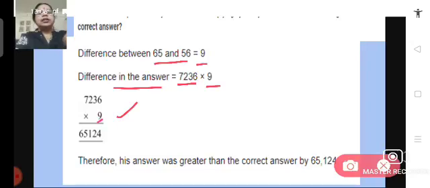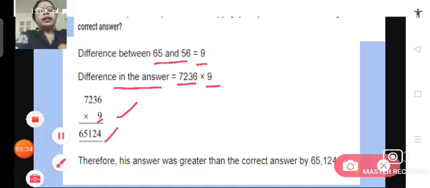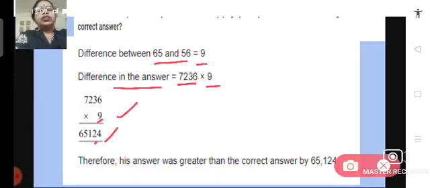9 6 times is 54. So we write 4 here and carry 5. 9 3 times is 27. 27 plus 5 gives us 32. We write 2 and carry over 3. Then 9 2 times is 18. 18 plus 3 is 21. We write 1, carry over 2 to the thousands place. 9 sevens is 63. 63 and 2 is 65.